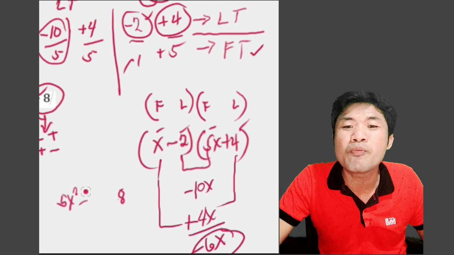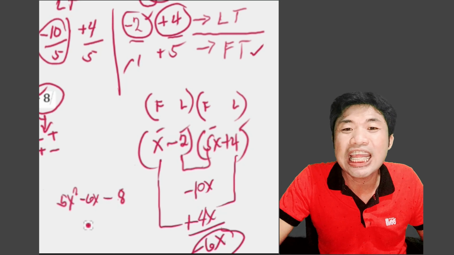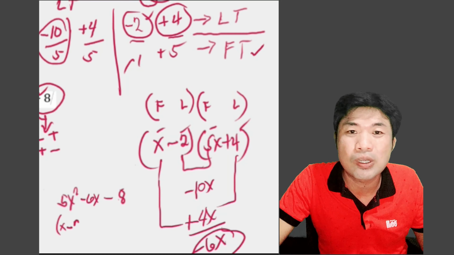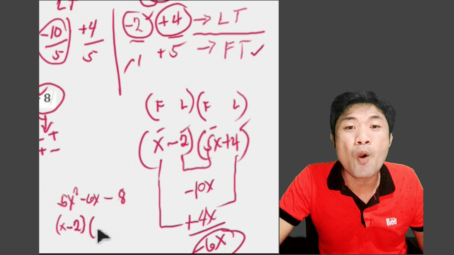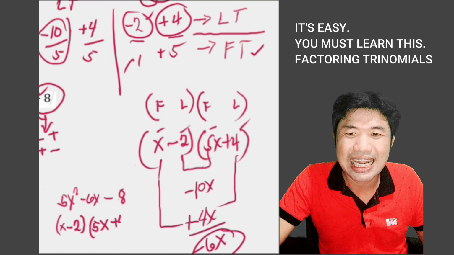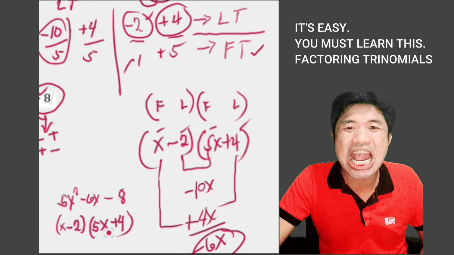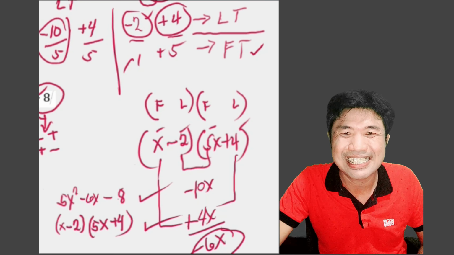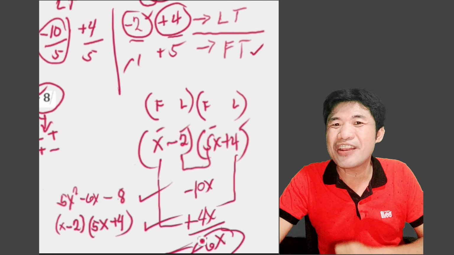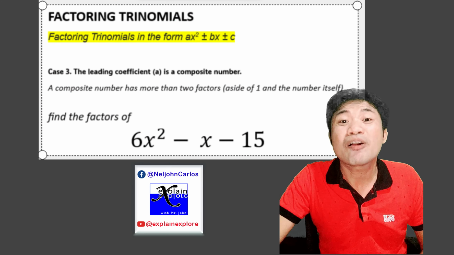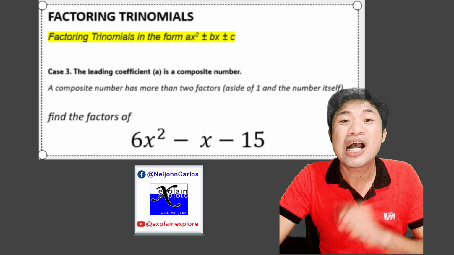Kung marunong na po kayo dito, dapat alam mo yung operation regarding the sign rules. Yun po ang prerequisite para hindi tayo mahirapan sa polynomials. Dapat alam natin yung mga sign rules at saka power rules. That's all. See you next time. Ang next video natin ay yung case 3 na composite number naman yung leading coefficient.